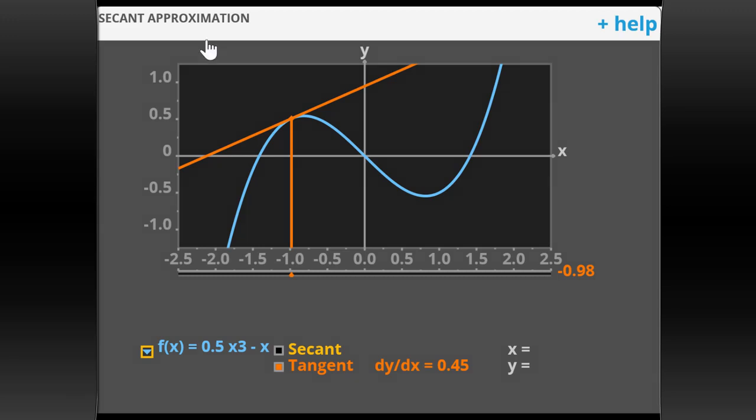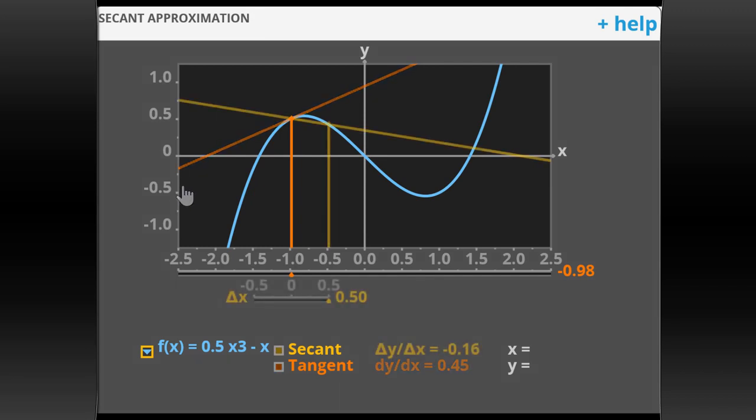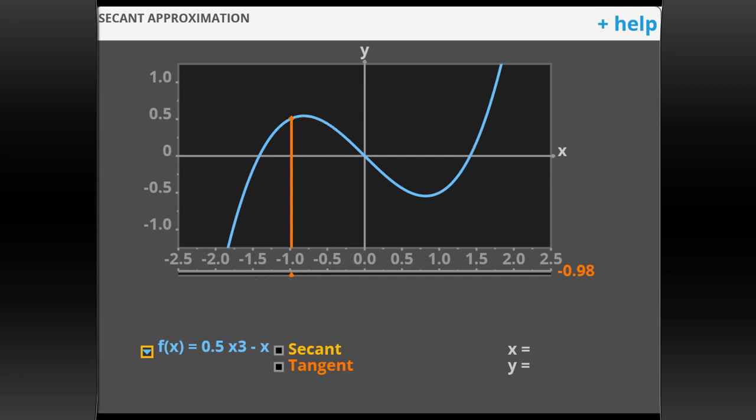I hope you had a good time playing with the secant approximation mathlet. I want to remind you what we're looking for. Remember that we want to find the slope of the tangent line, but we don't know how to do that yet. So we introduced the secant line, and we were able to find the slope of a secant line. So we're going to use what we know about the secant line to understand the slope of the tangent line better.